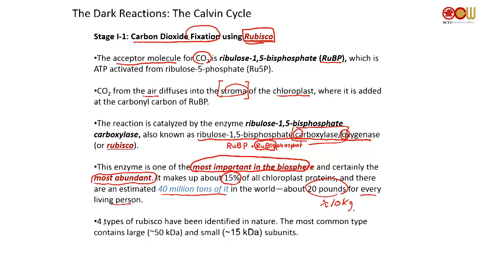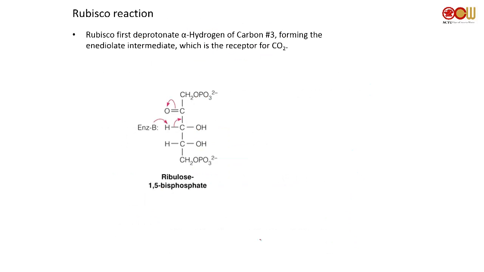So far we know there are 4 types of Rubisco that have been identified in nature. However, primarily we only talk about one of them, the most common type, which has 2 polypeptides, essentially 2 subunits: a large subunit and a small subunit. Typically we call these RBCL and RBCS, the Rubisco large subunit and the Rubisco small subunit. So that's Rubisco.